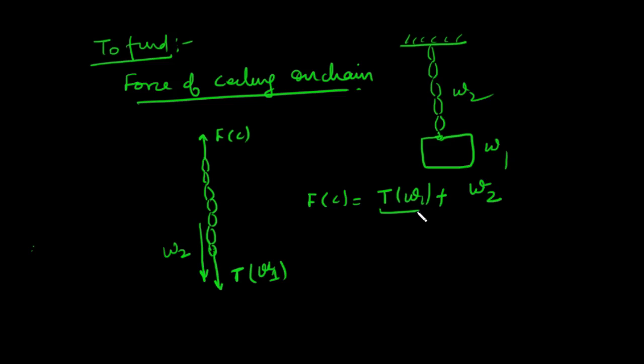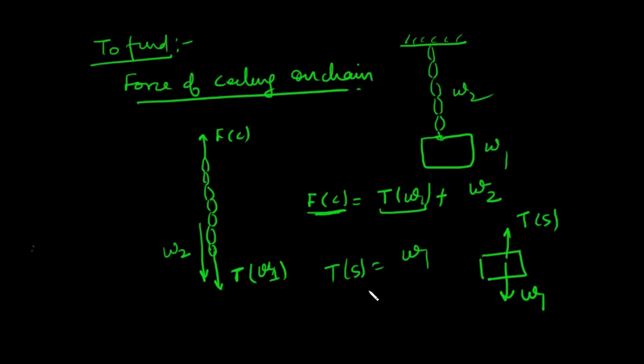Now how do I find this W1? Because I want to find F_C, okay, the force due to ceiling. So I analyze the block W1 now. What are the forces on this block? The first force is the weight itself, and the next force is the tension due to the string. Okay. So since this block is stationary, this means tension due to the string is equal to W1, right?